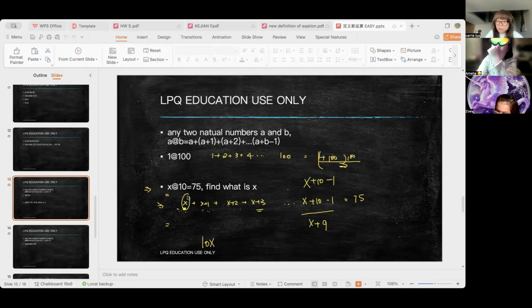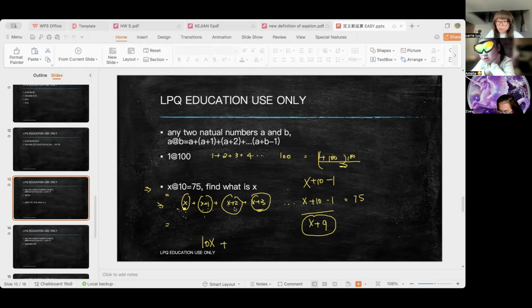Okay, let's do it again, okay? When x alone, there's 1x. When x plus 1, there's 2x. When x plus 2, there's 3x. When x plus 3, there's 4x. So when x plus 9 ends up with x plus 9, how many x are there? 10x. Correct? So now I'm going to deal with the number part.